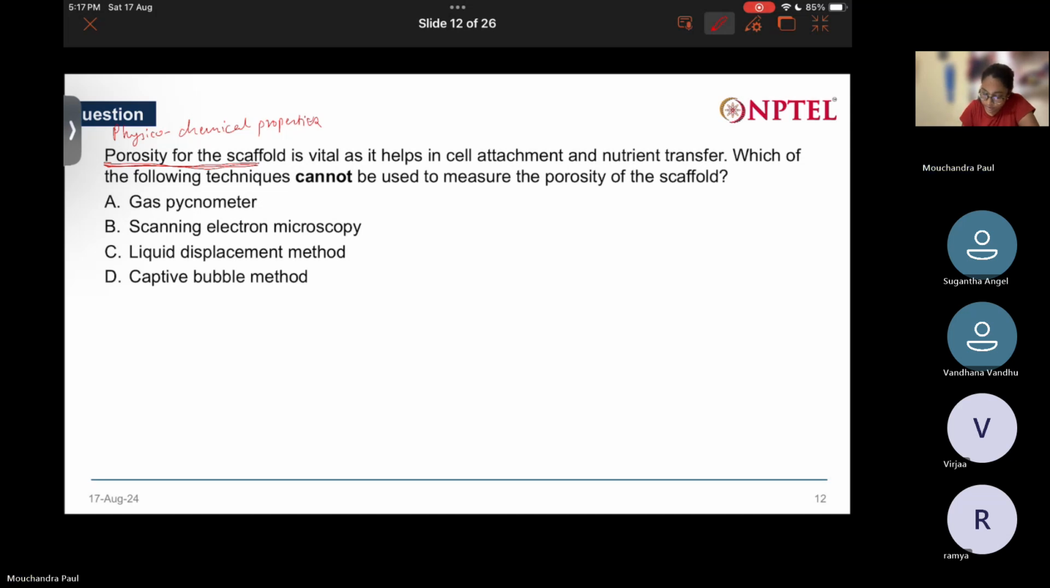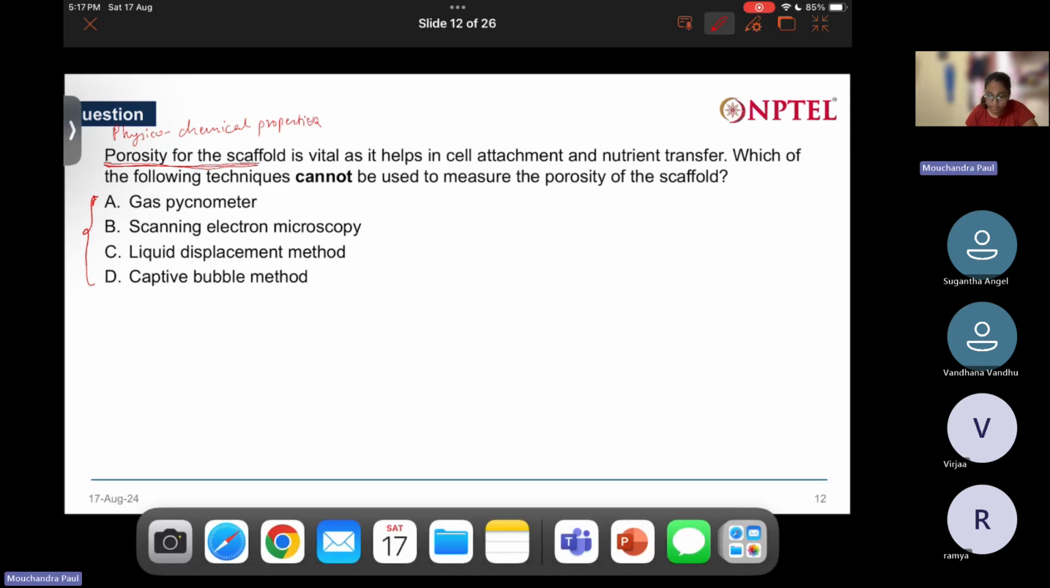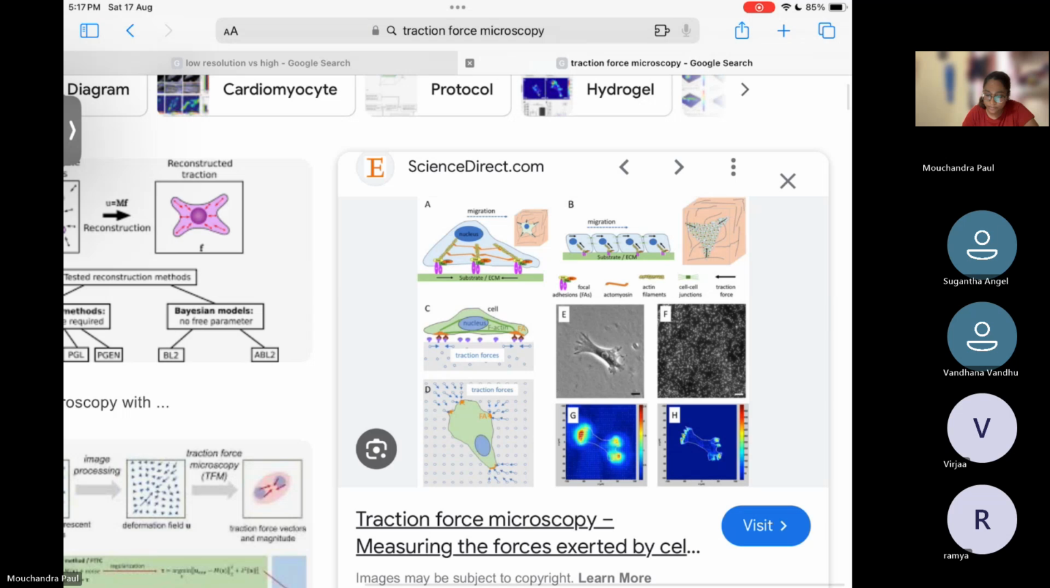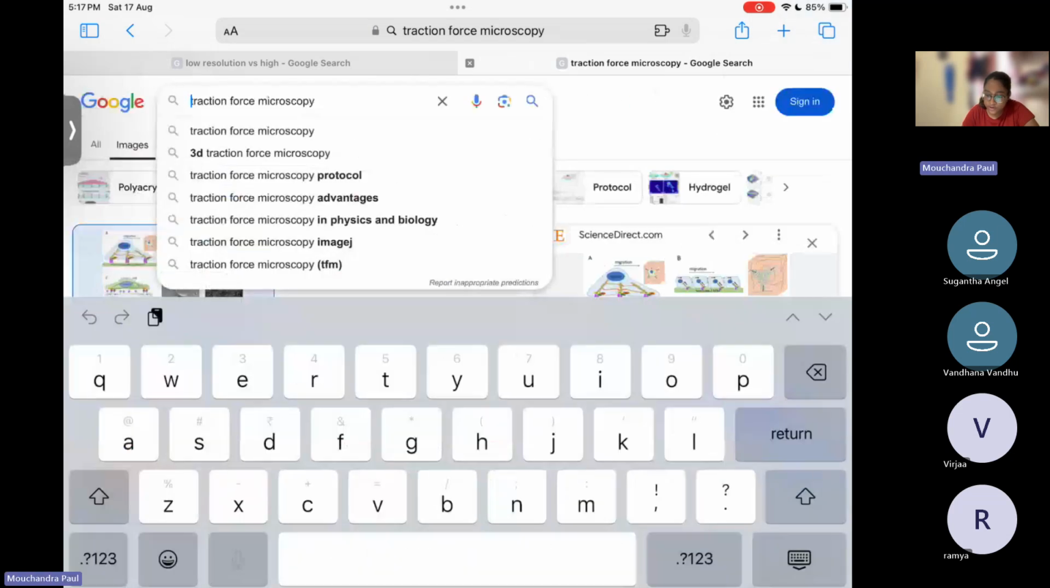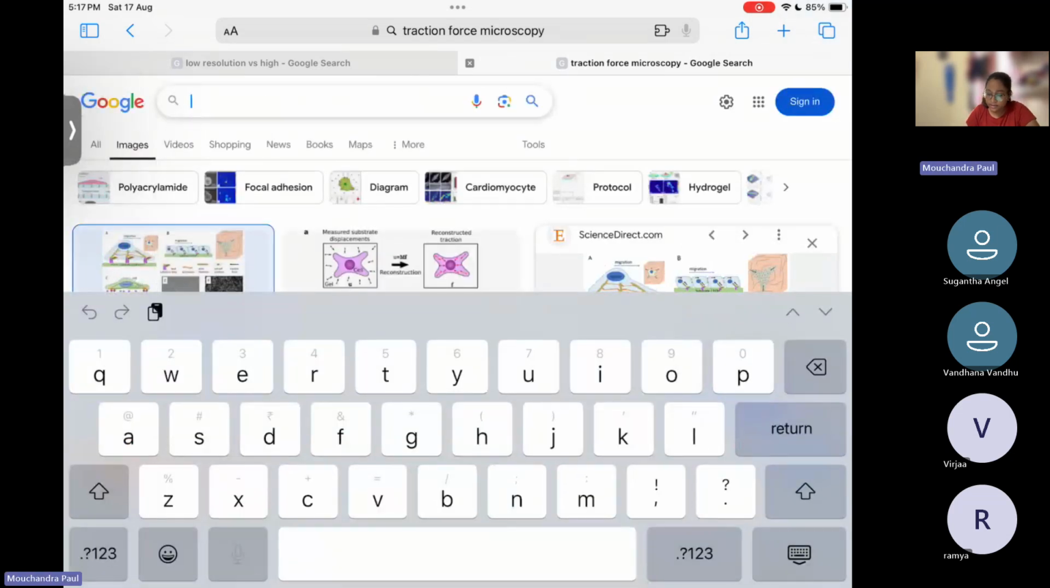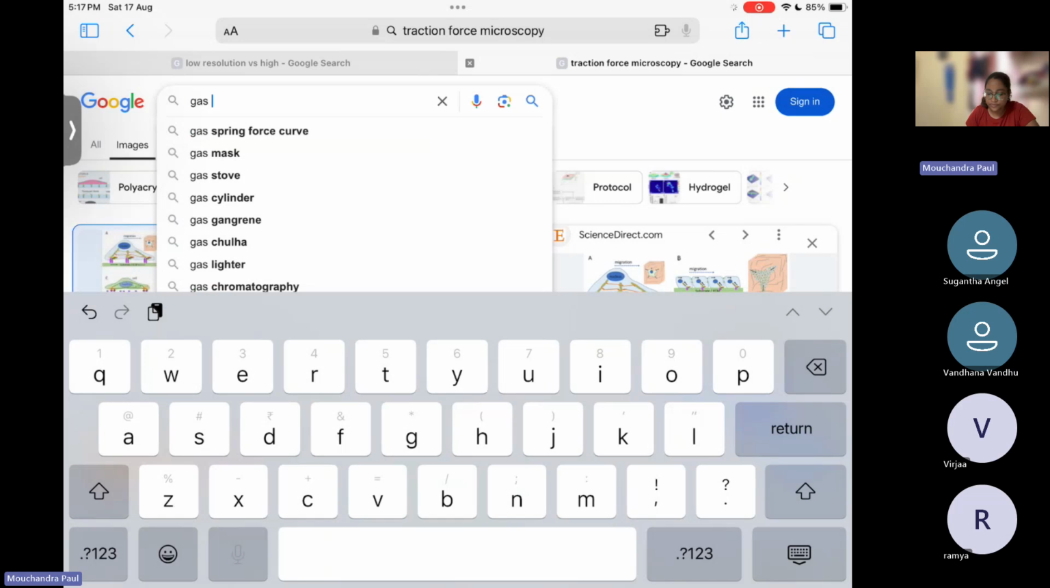So these are some characterization techniques. Only one of these cannot be used to measure the porosity of the scaffold. Briefly, I'll go over three images. What are these techniques? So first is gas pycnometer. So you guys understand what is porosity? These are nothing but some void spaces. All right.